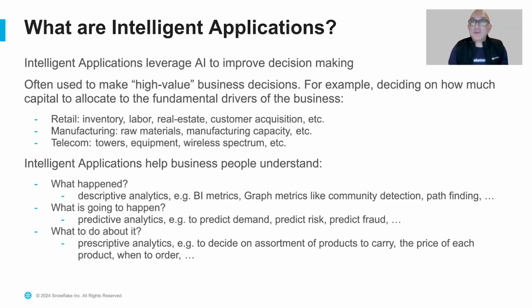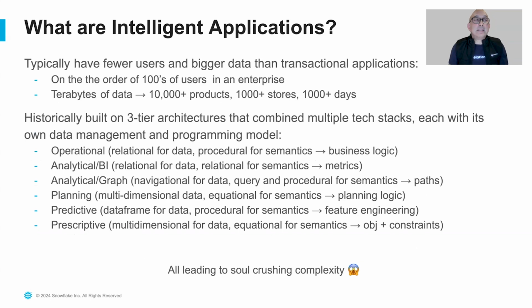Okay, this is non-trivial stuff, but the world runs on these types of technologies because of the impact they have on the efficiency and robustness of supply chain networks, for example. Intelligent applications typically have fewer users who look at more data than transactional applications. So on the order of hundreds of users in an enterprise that are making decisions about how to allocate capital versus, say, millions of users or customers of that enterprise that are buying products online.